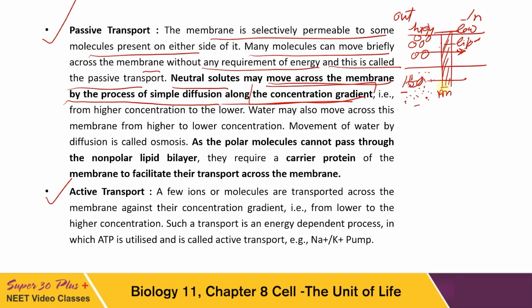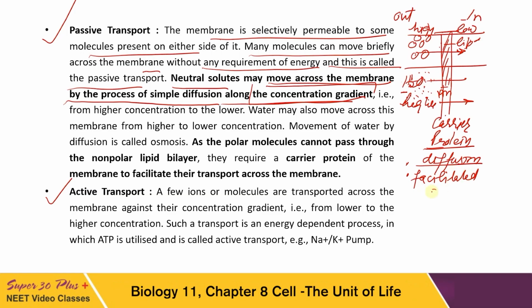So in the plasma membrane we have some carrier proteins. These carrier proteins facilitate the diffusion of water soluble substances from higher concentration to lower concentration. So this is known as what? Passive transport. Is it clear? This is called simple diffusion when proteins are not required, and when carrier proteins are required for water soluble substances, that is known as what?